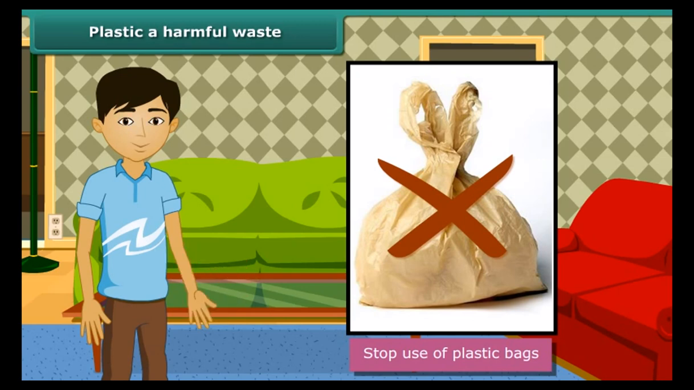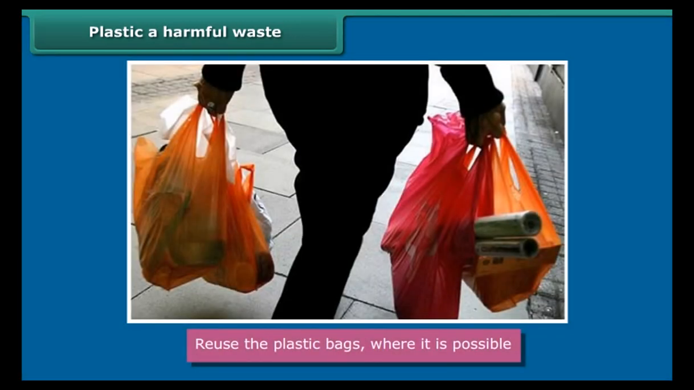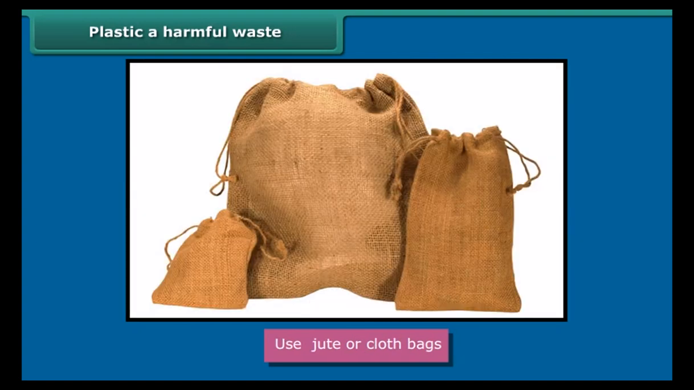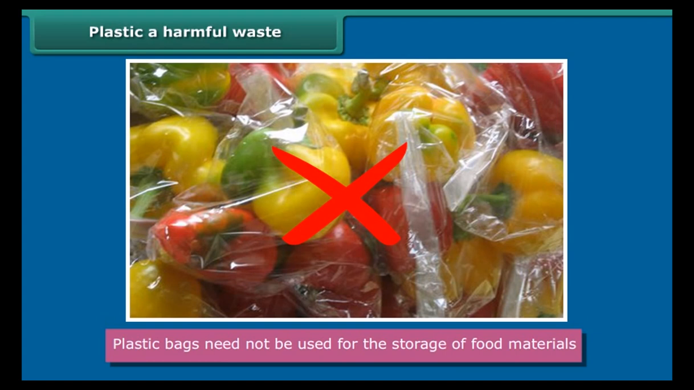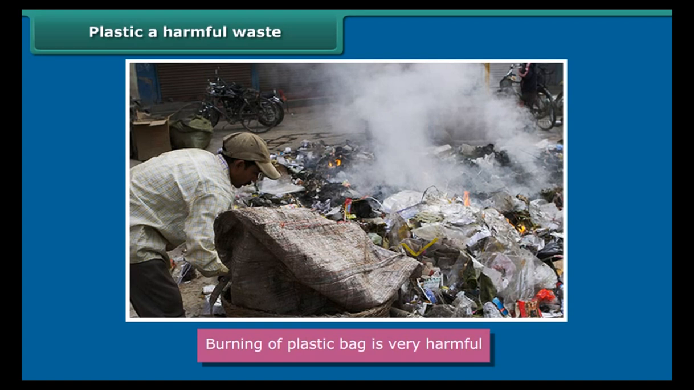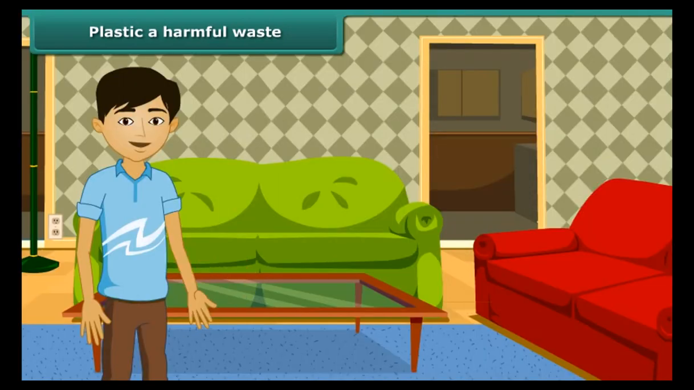Stop use of plastic bags. If you use them, reuse the plastic bags where it is possible. Make use of paper bags. Use jute or cloth bags. Plastic bags need not be used for the storage of food materials. After use, plastic bags should not be thrown here and there. Burning of plastic bags is very harmful. We should also not use plastic bags for the disposal of kitchen waste.